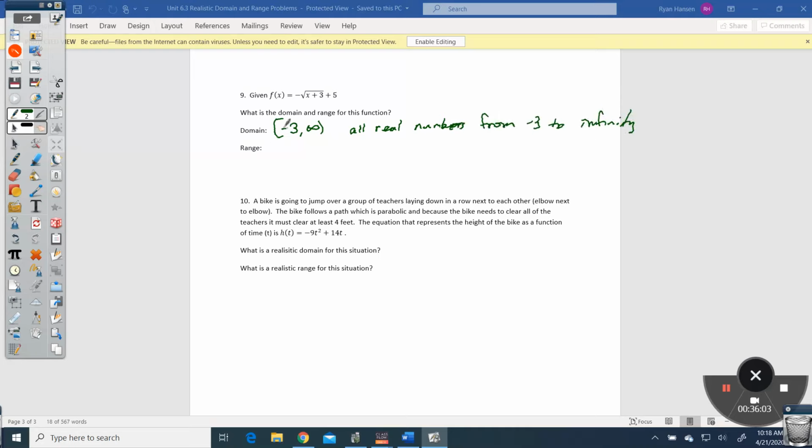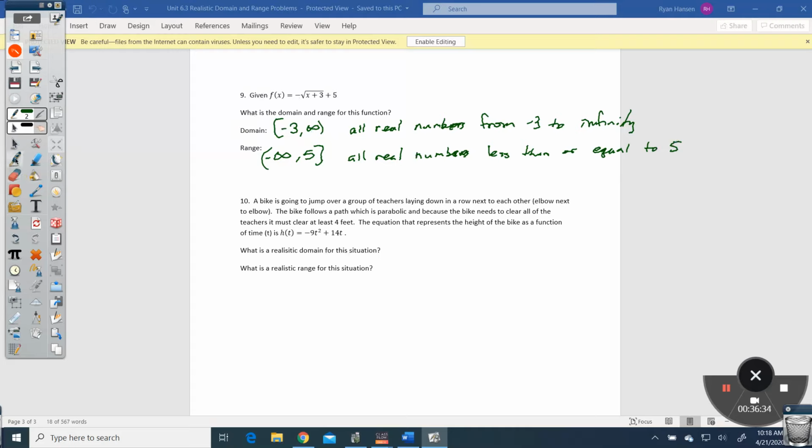And the range, we said it never goes above 5. So it's -infinity to 5. So all real numbers less than or equal to 5. That is the domain and the range for that function.